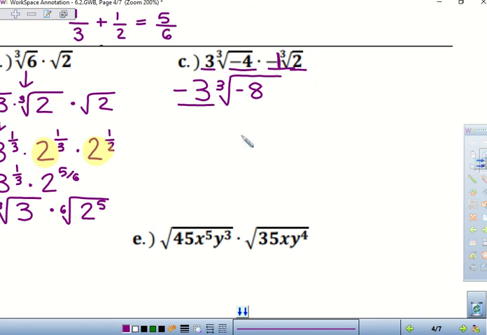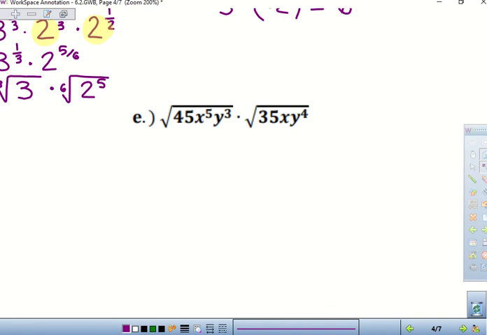So does anyone know what the third root of negative 8 is? Not regular 2, but negative 2. Because you can take roots of negative numbers if the index is odd. Okay, a lot of people don't know that. The only time you get an imaginary is when the index is even. Okay, so what's the product of negative 3 and negative 2? 6. Alright, moving on.